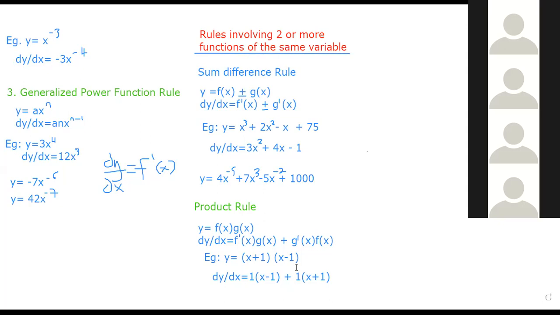So I have y is equal to x plus 1 multiplying x minus 1. Differentiate, take away, maintain. So I will differentiate the first function, which is x plus 1. Now, differentiating x plus 1, what do you get? You differentiate the x, you get 1. You differentiate the 1, you get 0. 1 plus 0 is 1. That is what you see here.